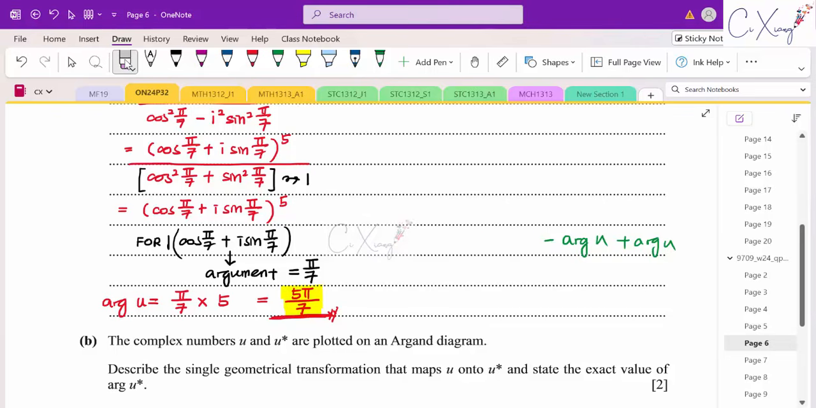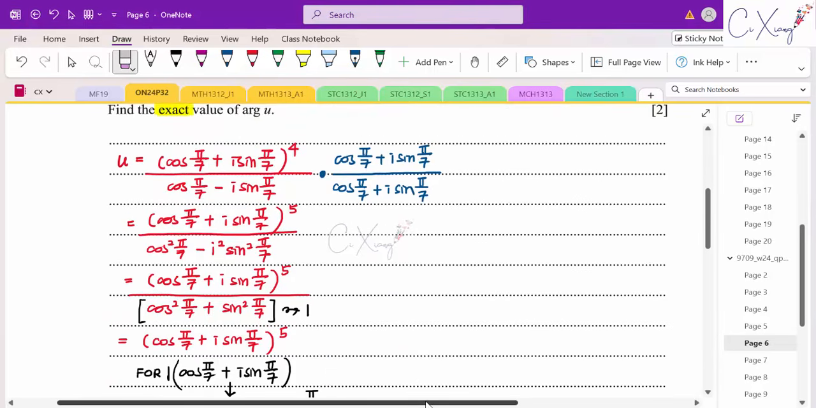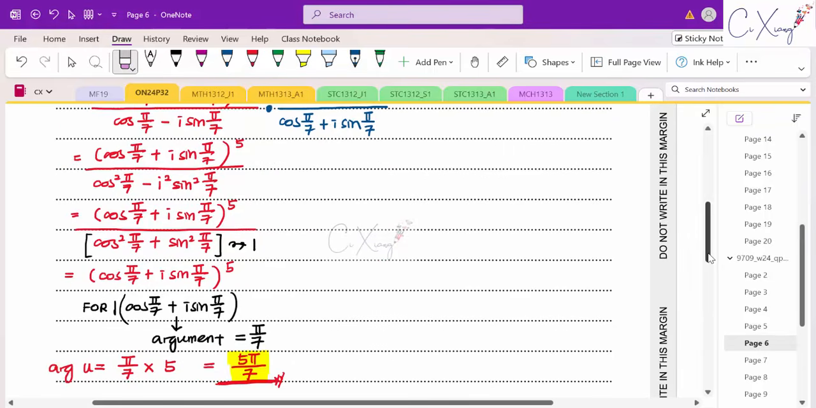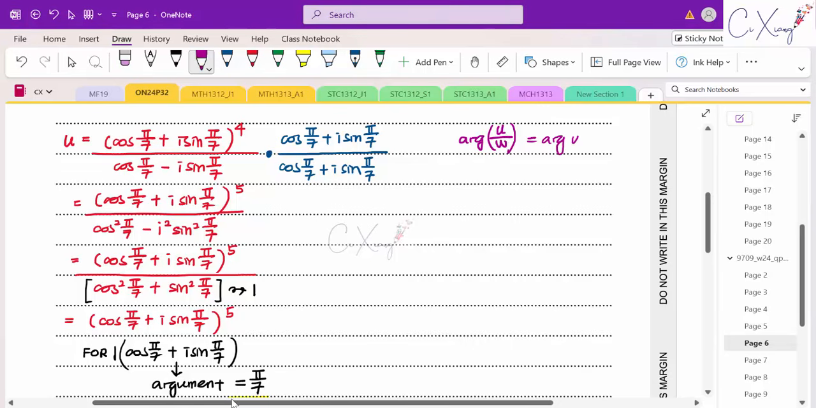Alright, let's have a look and see whether we got a second method or not. For the second method, I refer to the marking scheme, and this is what is suggested by the marking scheme. Previously we did also learn a similar concept: if you're having the complex number u over w, with a complex number on top and a complex number at the bottom, then the argument of u over w is equal to argument u minus argument w. So for the marking scheme, they are using this concept.